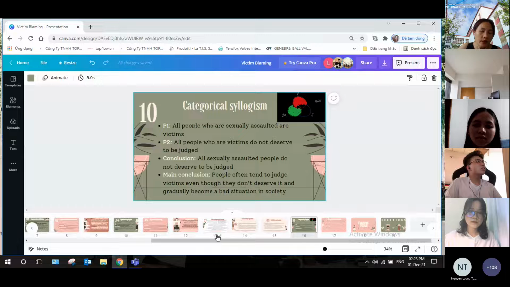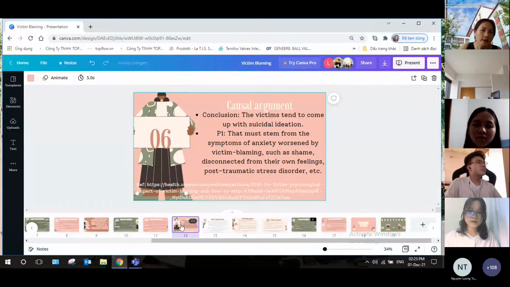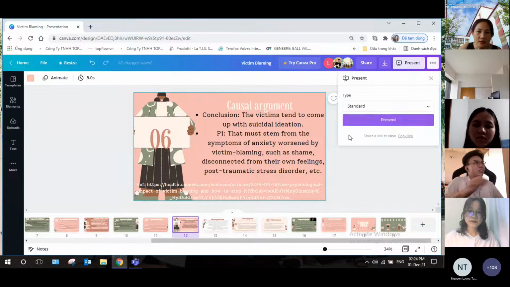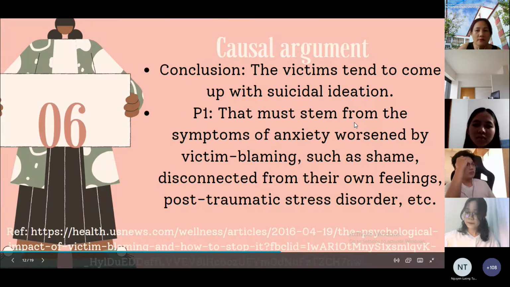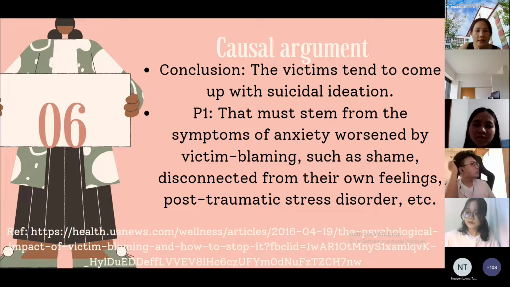If you remember, for the causal arguments, we provide the fact in the premise. So the conclusion you are saying here is actually the fact that you prove, isn't it? A victim tends to come up with suicidal ideation. So it is the fact. And then you make the conclusion, it must be because of something. So you are explaining why they have the problem, isn't it?